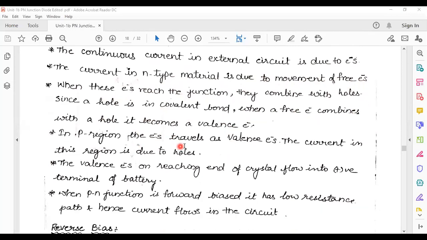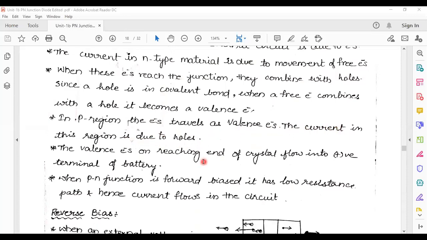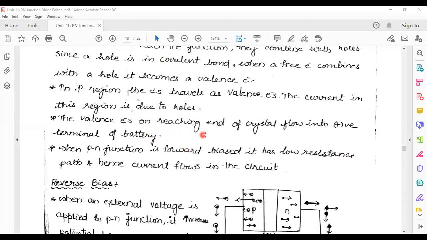In the p region, the electrons travel as valence electrons. The current in this region is due to holes. The valence electrons on reaching the end of the crystal flow into the positive terminal of the battery. When a PN junction is forward biased, it has a low resistance path and hence current flows in the circuit.